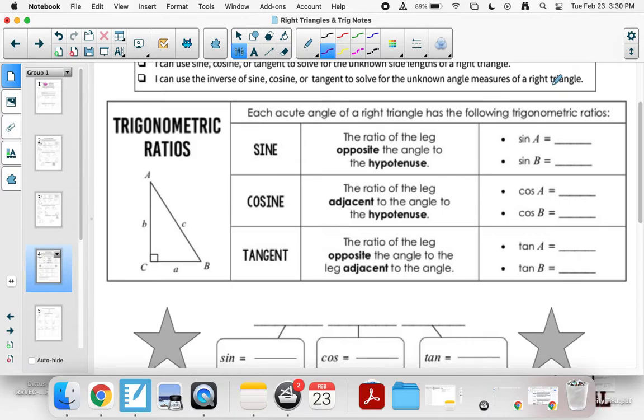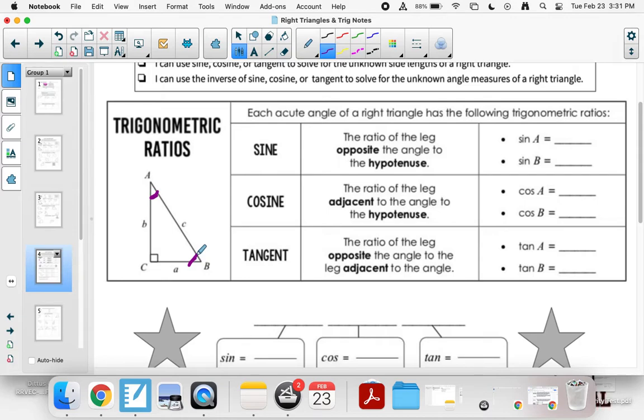But anyway, okay. So first off, this whole chapter can't be done unless you have a right triangle, which means you have a right angle, which in this case we do. So each acute angle of a right triangle, so not our actual right angle, but the other two angles, A and B, those are acute angles. They each have a sine, a cosine, and a tangent.